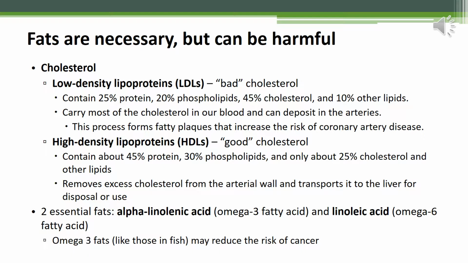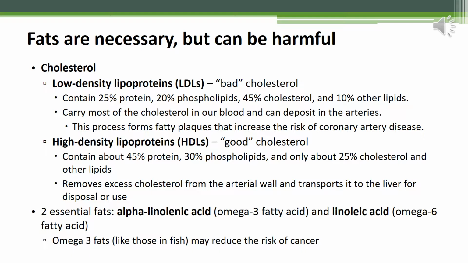Then there's high-density lipoproteins, or HDLs, which are usually called good cholesterol. They contain about 45% protein, 30% phospholipids, and only about 25% cholesterol and other lipids. So they contain quite a bit less cholesterol. And these help to remove excess cholesterol from the arterial wall and transport it to the liver for disposal or storage or use.